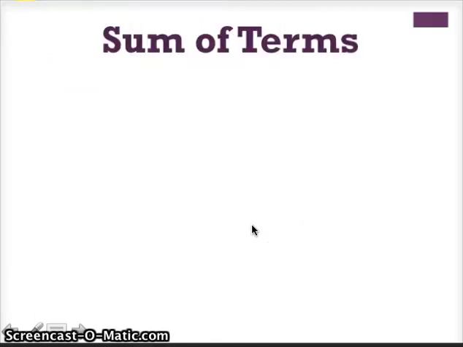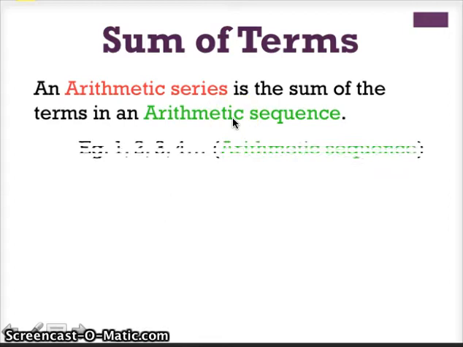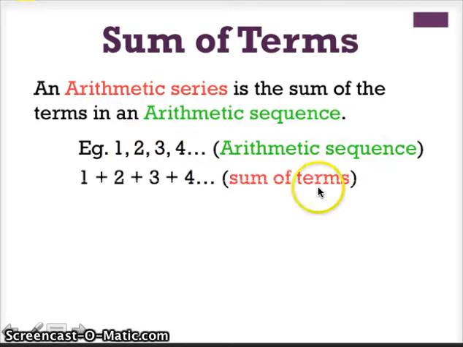Okay, we also can find the sum of terms. An arithmetic series is the sum of the terms in an arithmetic sequence. A sequence is like what we just had a second ago, where the terms are separated by a comma. See how they're all separated by a comma? That's a sequence. Well, a series is when all of those things are added together, the sum of terms. So this is a series where they're added, and a sequence when we have commas.